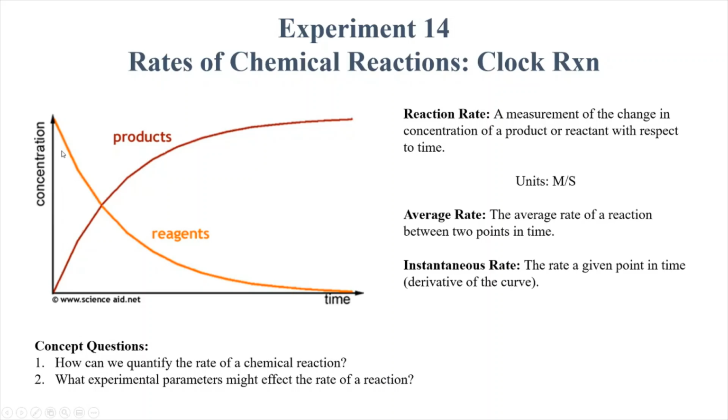Now, the question is how do we quantify how quickly this reaction is going? And really what we need is two things. We need to know how much the concentration is changing, and we need to know over what period of time it changed. So we define reaction rates as a measurement of the change in concentration with respect to time. And therefore, the units are going to be in units of concentration and in units of time. So molar per second.